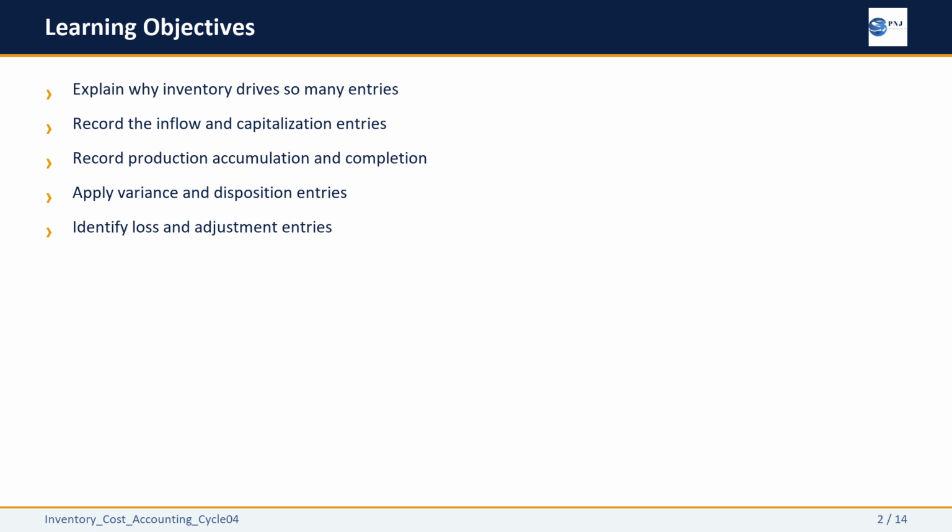You will record the entries that bring goods in and capitalize their cost, the entries that accumulate cost in production, and the entries that complete and sell the product. You will apply the variance entries that reconcile standard to actual, and you will identify the loss and adjustment entries for spoilage, write-downs, shortages, and goods in transit.